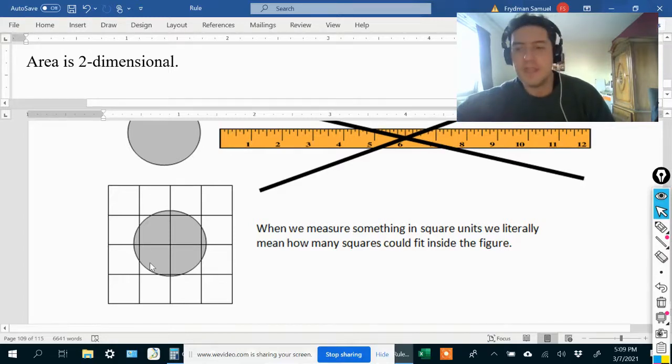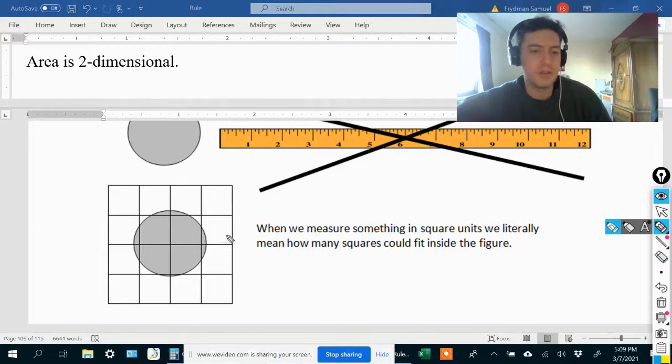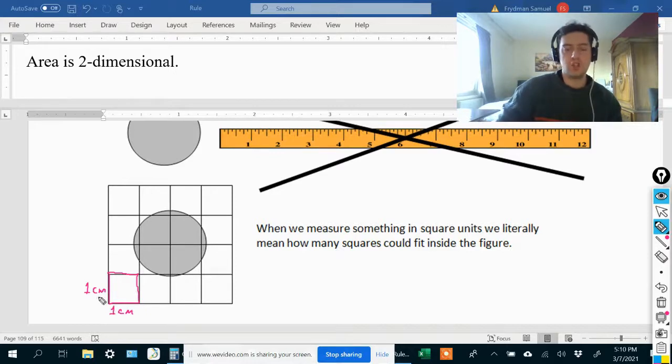Let's say that each of these squares over here had a length of 1 centimeter and a height or width, whatever you want to call it, of 1 centimeter. Then we would say that each of these squares is 1 square centimeter. The length is 1 centimeter, the height is 1 centimeter, the square itself is 1 square centimeter. And then we would ask ourselves, how many square centimeters can fit inside of the circle? You can see that this one would be approximately 4 square centimeters.